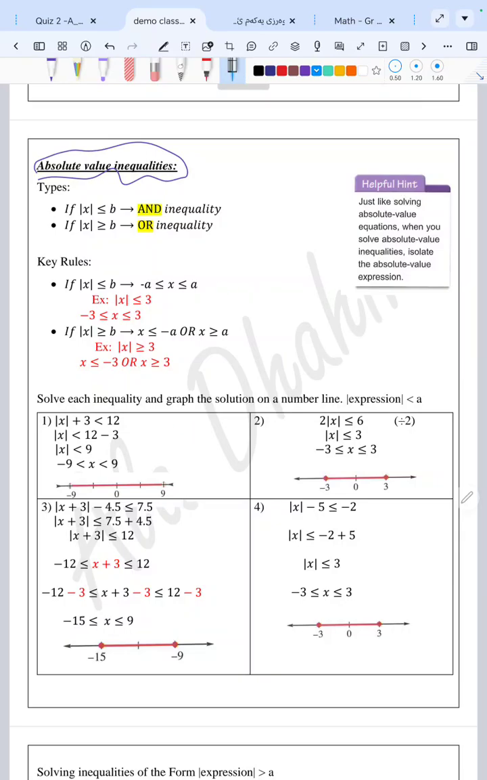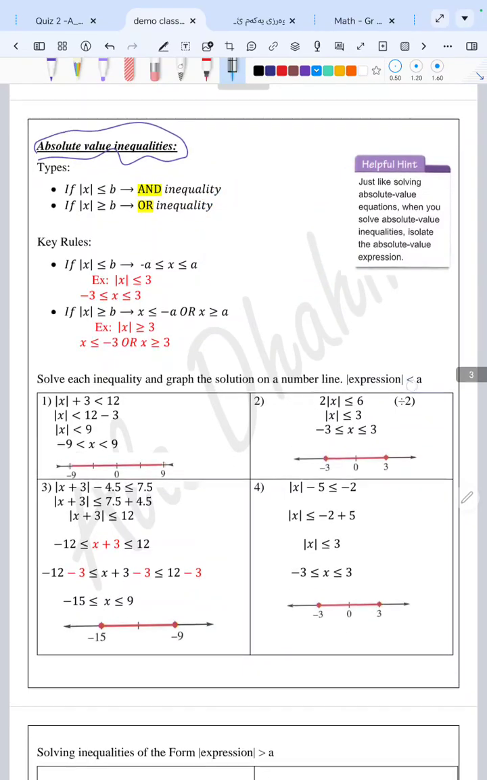If the absolute value is facing the number, for example, the inequality sign faces the absolute value, then it will be or. But if the absolute value of x faces a number b, which represents a number, it will be and. Okay, let's see.